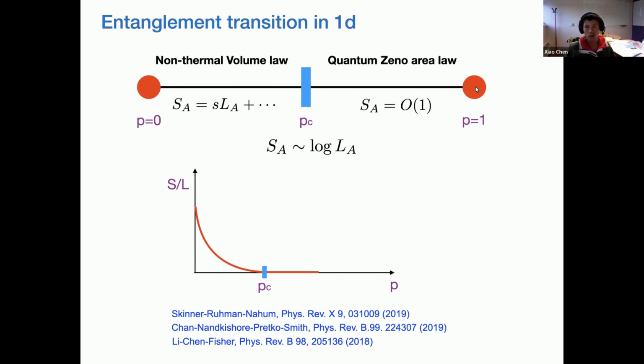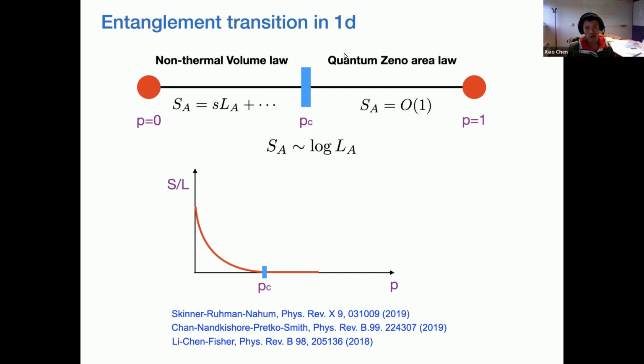So one interesting question we could ask is, is there a phase transition between them? It turns out that the answer is yes. In a generic system, there is a phase transition. And pc here is a non-universal quantity, it is model dependent. What is interesting here is that there's a volume law phase. There's a stable volume law phase, which can survive under the measurement when the measurement rate is weak.